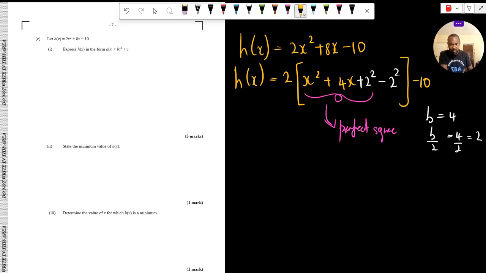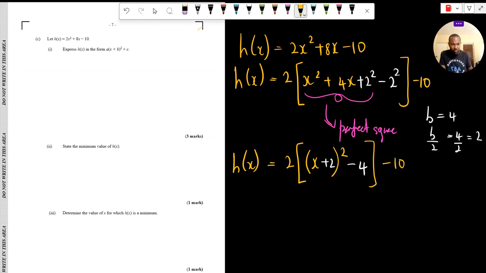I can proceed. Excuse me. I can now say that h of x is equal to 2. I keep my 2 outside. And so this is going to give me x, let me put this as x plus 2. So you can see where that comes from, the x plus 2 all squared. So this piece right here, the first 3 terms, the x squared plus 4x plus 2 squared, essentially will factorize to give me x plus 2 all squared. And of course, I still have my minus 2 squared, which of course is minus 4 outside there. And then I close that bracket and I still have my minus 10 outside.